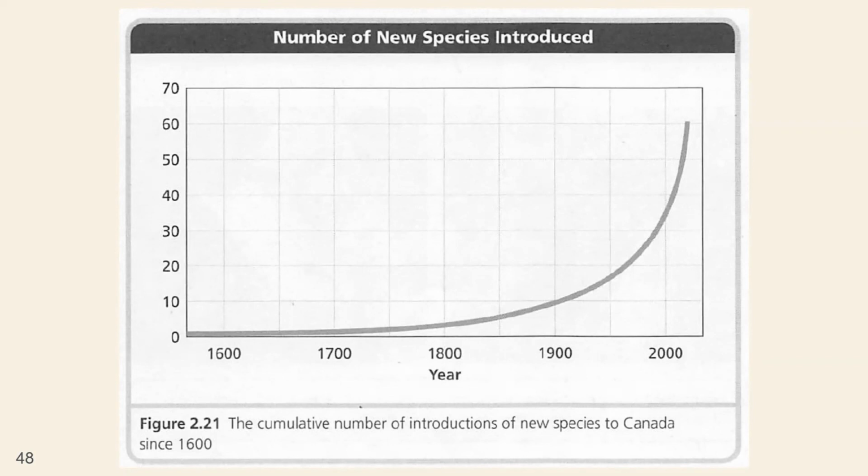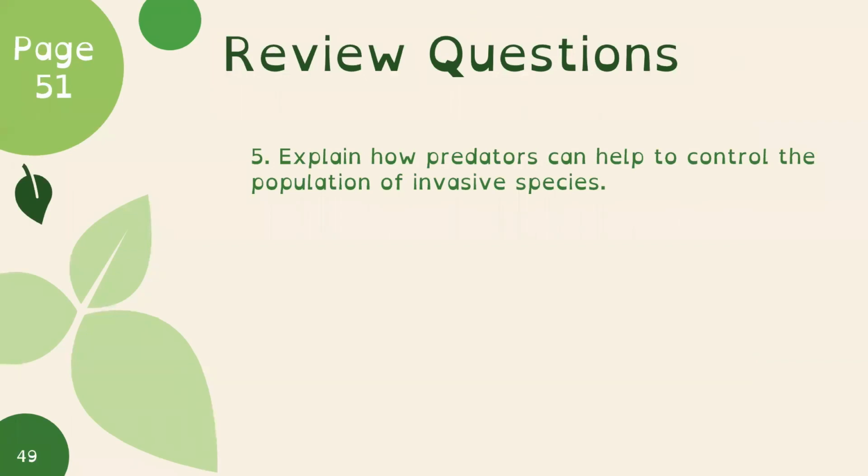Number five, explain how predators can help to control the population of invasive species. So I was thinking about the example of the beetle that I can never remember, and the purple loosestrife, which is the plant that was taking over our marshes, and then importing the non-native species of the beetle, but they only eat the purple loosestrife, and so they are able to control that, whereas nothing else could, and that beetle doesn't eat anything else, so it doesn't harm anything else.